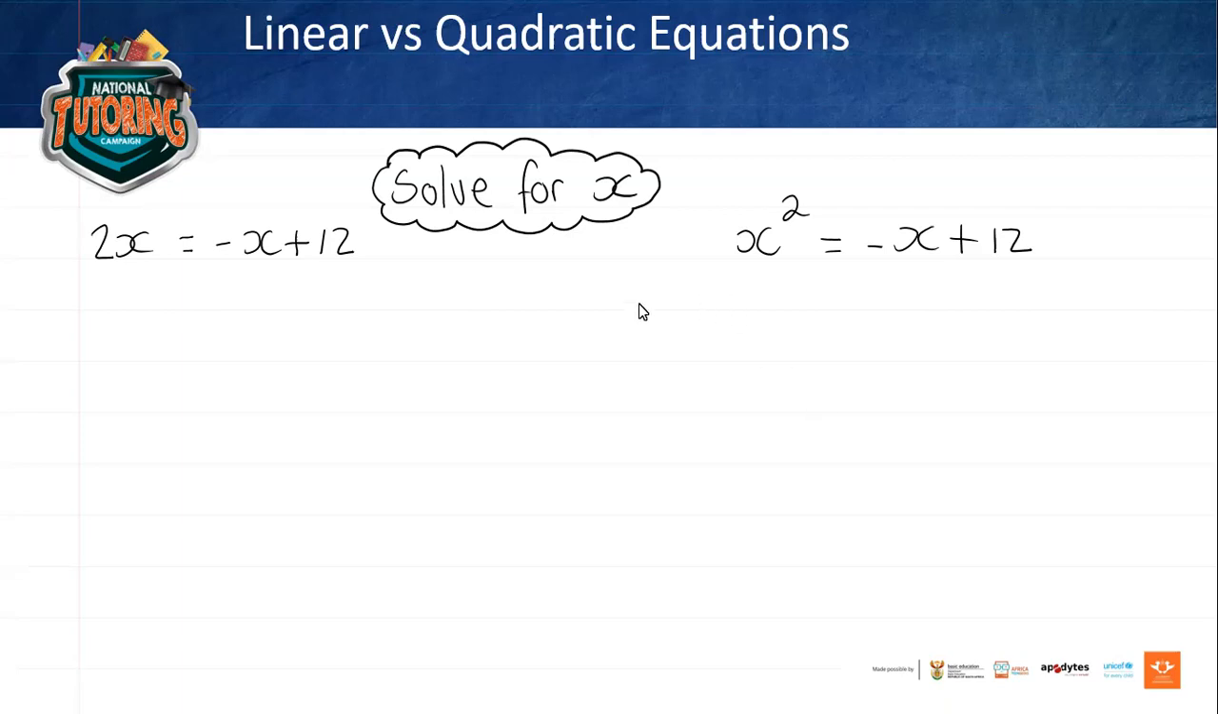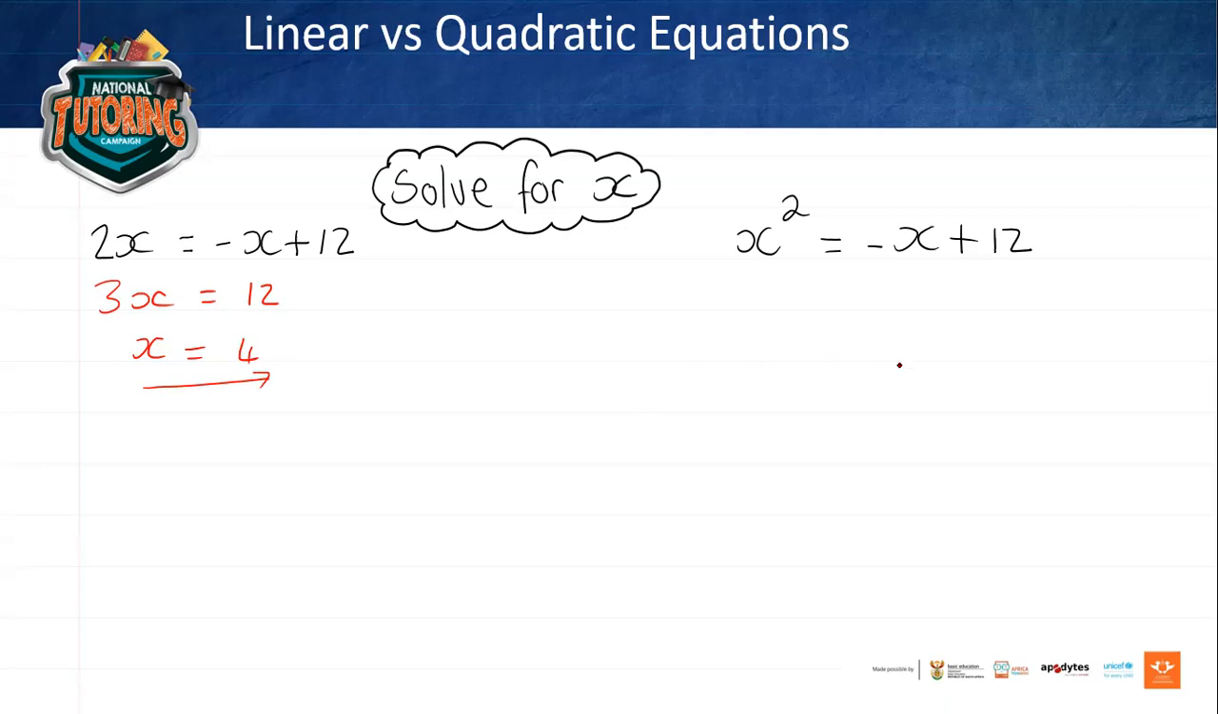So your basic equations from grade 10 and below were generally linear equations, and quadratic equations start to become more important in grade 11 and 12. So for your linear equations, what we had to do was bring all the x's to one side. So we would have gotten 3x on the left-hand side equal to 12, and then divided both sides by 3 to get 4, and that was our solution.